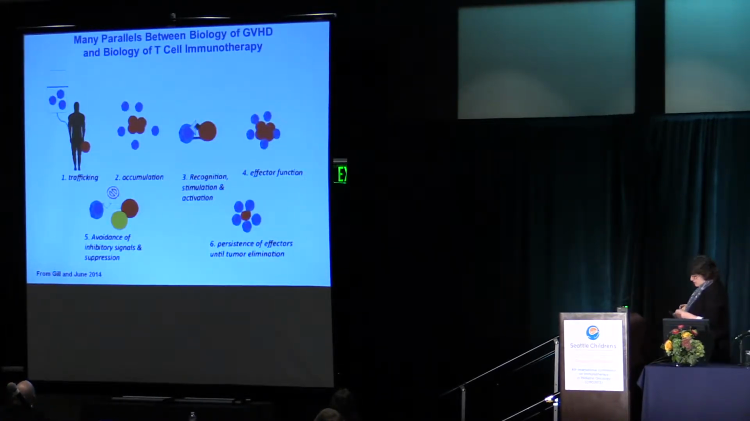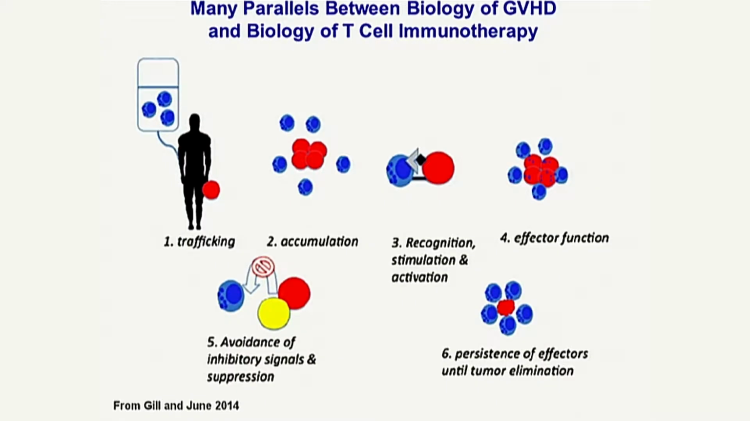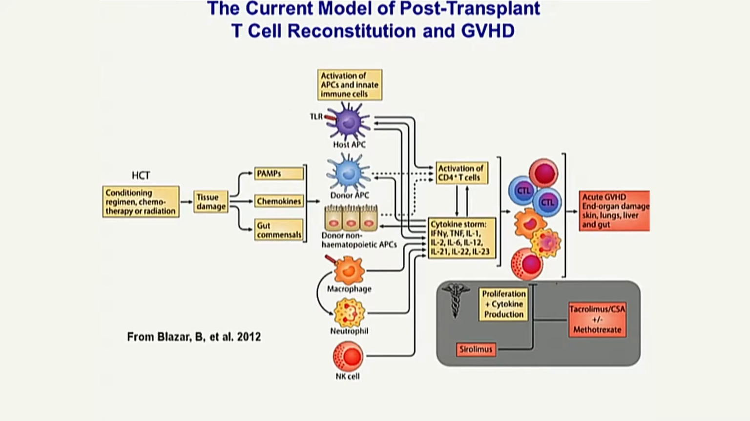parallels. In fact, this is from a review that Sar Gillen and Carl June wrote last year, and if you look at each of the steps that they identify in a successful CAR T cell, they're actually very similar to what we see in GvHD. I'm going to hit on some of these and what we know about GvHD and how they can help us understand immune therapy.